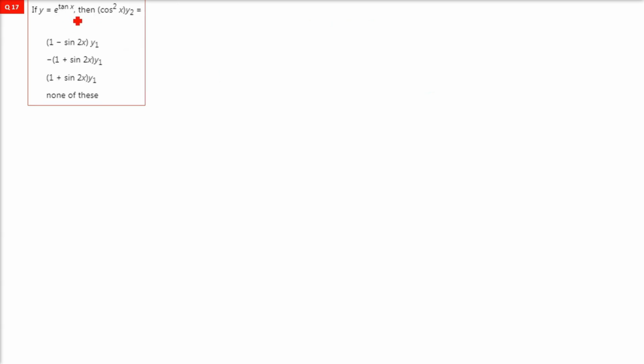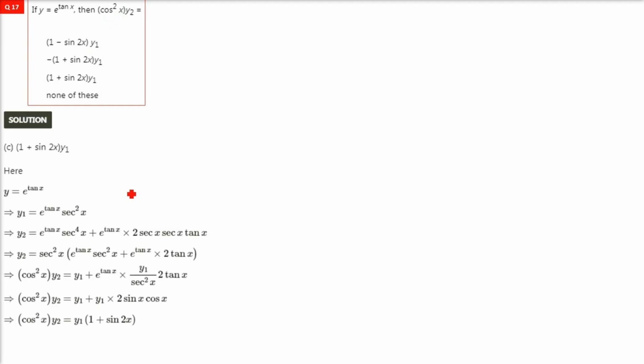Next: y is equal to e to the power tan x, then cos square x into y2. For the reference I have provided the solution, but we'll do it, and most of the time the solution which I provide is different from the solution I give for reference. There may be multiple ways to solve it, but the result has to come in one of the 4 options.